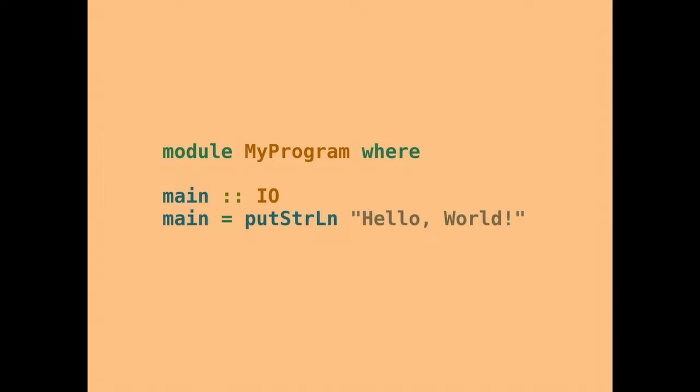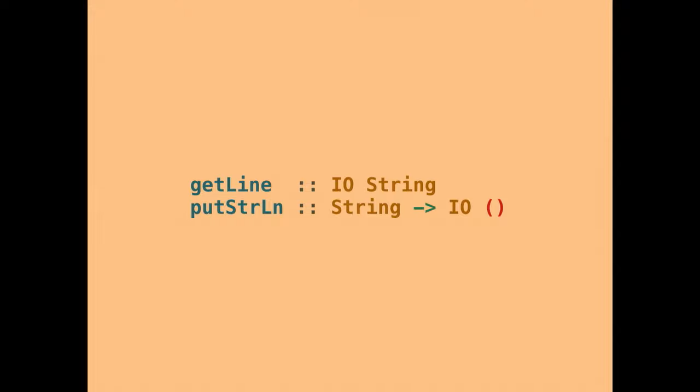So then, what's the type of putStringLine that puts a string to the console? It's of type string to IO unit. It means it takes a string and returns one of these IO values. And the open close parenthesis means it has type unit, or it's empty. It's a type that has no structure. And getLine is not a string, it's an IO string. So it doesn't give you a string, it gives you an IO program that returns a string when it's passed to the runtime system.